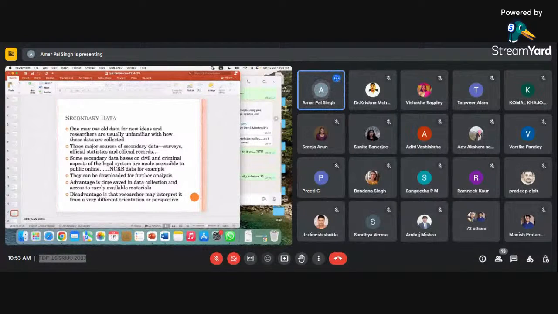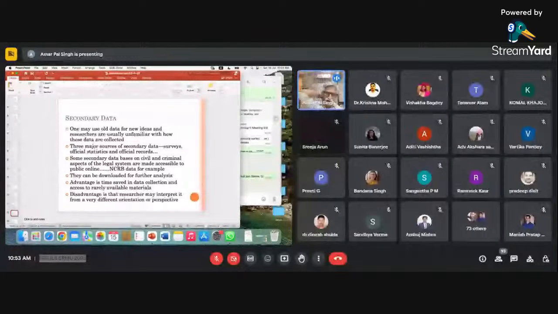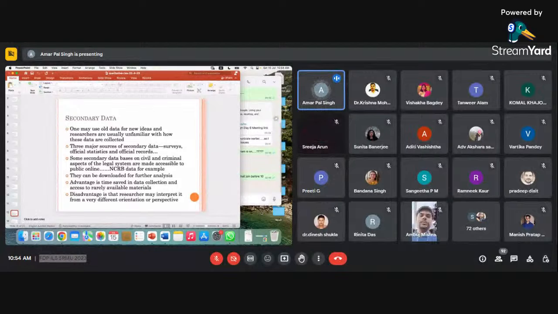Secondary data is something which is very normal these days, that sometimes I do not collect the data from the ground situation. Sometimes I go for secondary data. For example, NCRB data. The National Crime Records Bureau publishes certain data on civil and criminal aspects of the legal system, which is made accessible to the public online. So if you have access to secondary data on the subject, then it saves a lot of your time. You may use that old data for new ideas. And this is something where we generally know how the data is collected. There are three major sources of secondary data: surveys, official statistics, and official records. Official records generally are not made available online, but NCRB does publish certain official records.